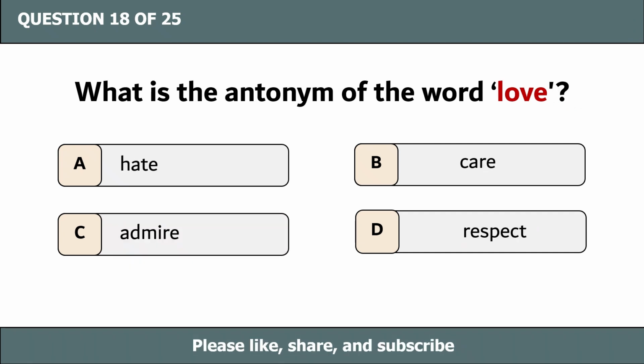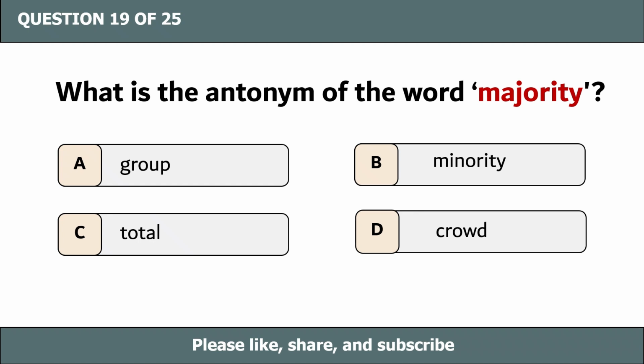Question 18. What is the antonym of the word love? The correct option is A. Hate. Question 19. What is the antonym of the word majority? The correct option is B. Minority.